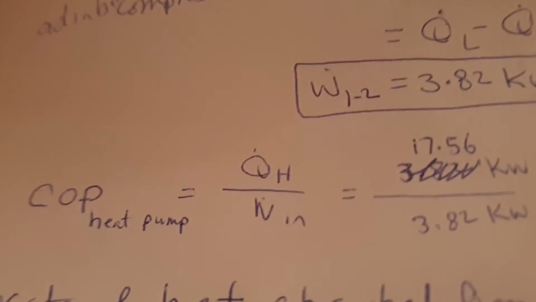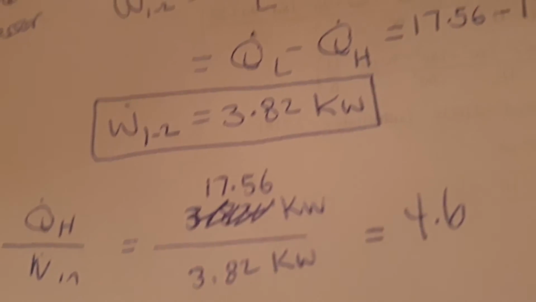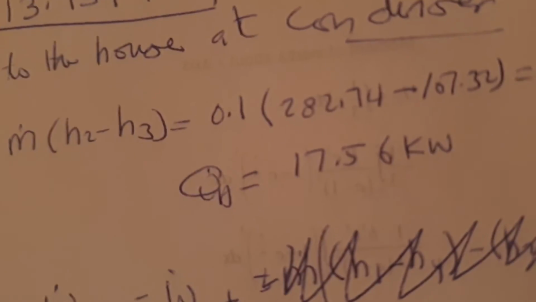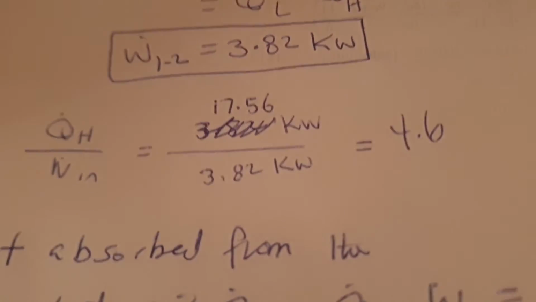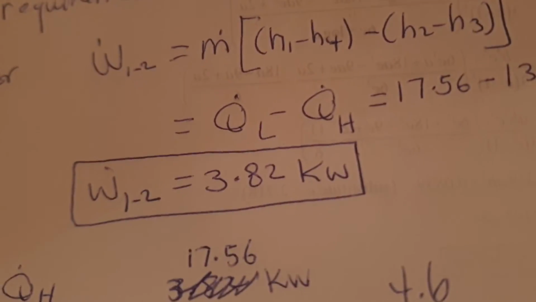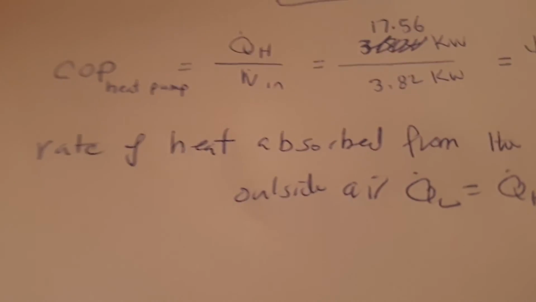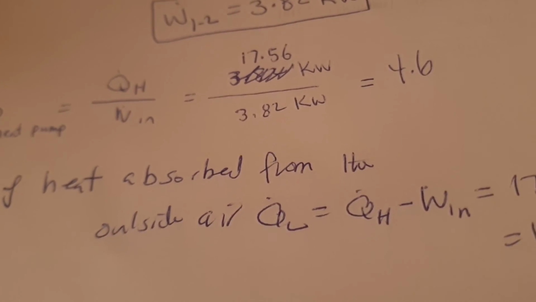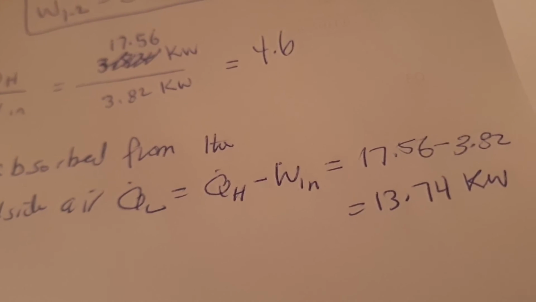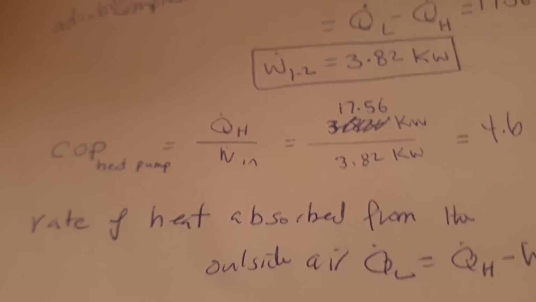To find the COP of the heat pump, divide Q dot H over W dot in: 17.56, the rate of heat supplied to the house at the condenser, over 3.82, which is the work done by the compressor. This would give you 4.6. You could also find extra things like the rate of heat absorbed from the outside air. Q dot L is Q dot H minus W dot in, 17.56 minus 3.82, that will give you 13.74, and that is the rate of heat absorbed from the outside air.